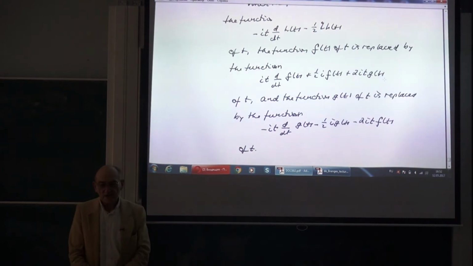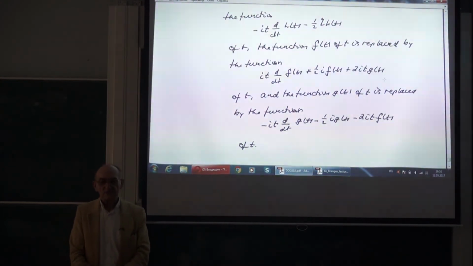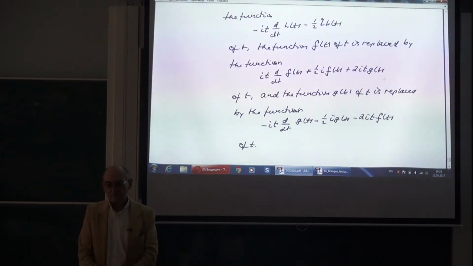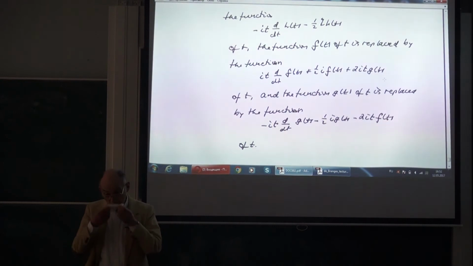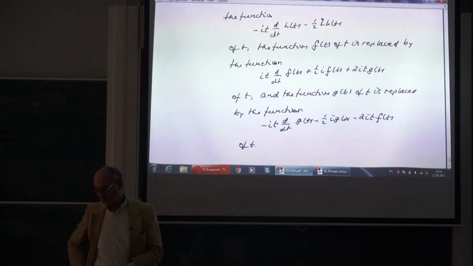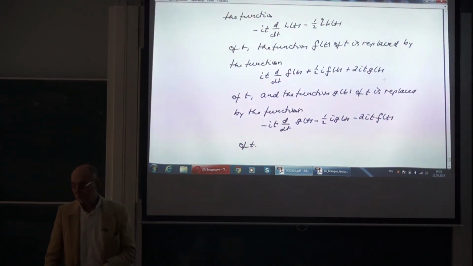But again, I would like to say what the significance is of the complex plane. The complex plane is a model for a locally compact abelian group. It's a special kind of locally compact abelian group.